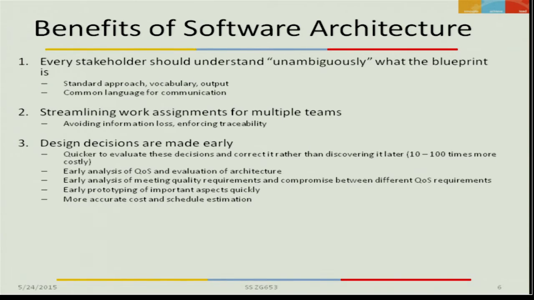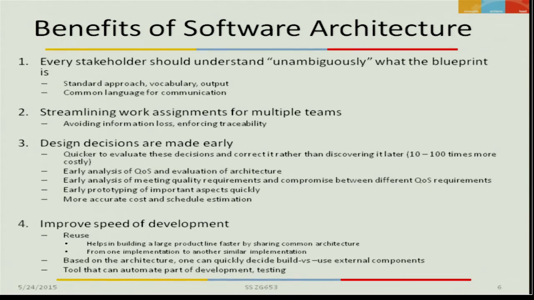In fact, that helps in more accurate cost and schedule estimation. Without the software architecture, it is simply not possible to have an accurate cost and schedule. And as I said earlier, streamlining of work assignments becomes a major problem that can make all these cost and schedule estimates go haywire. Things become wrong, and in fact it becomes a major overrun. So architecture is important, otherwise this accurate estimation is not possible.